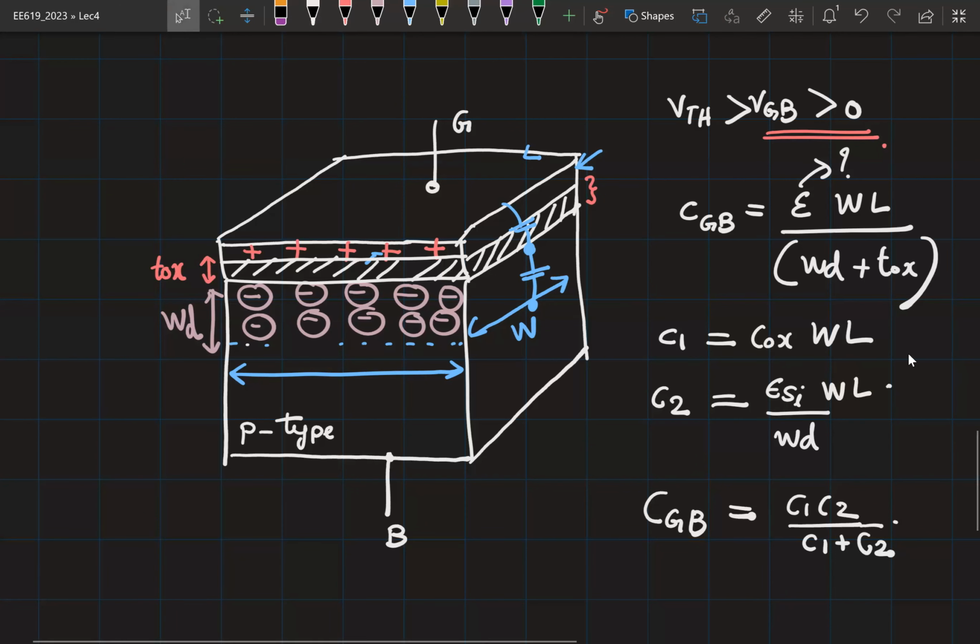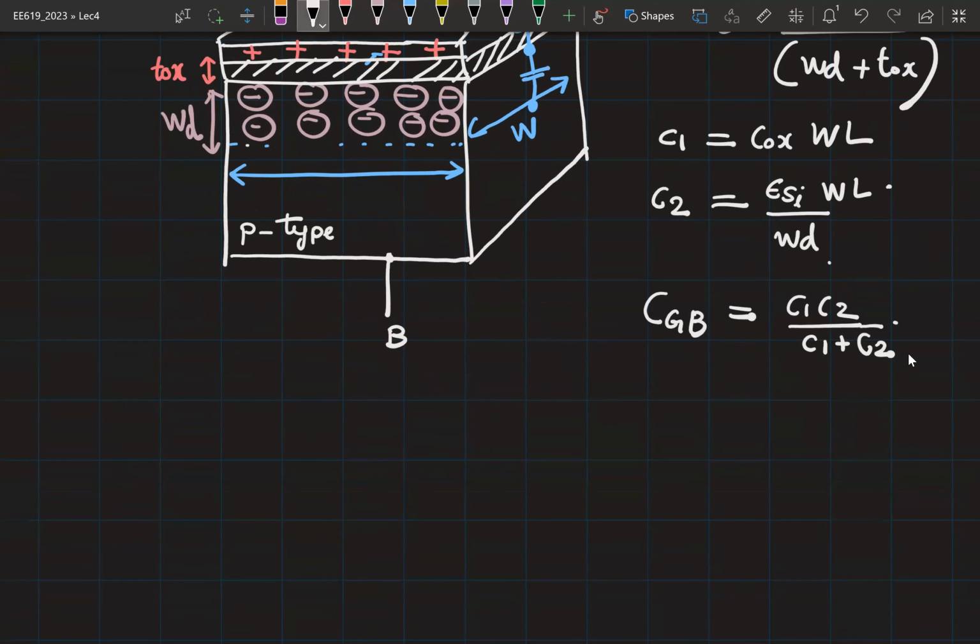So as you can clearly see, C2 is a function of WD and WD is a function of the potential that you apply, right? Which means C2 can change as you change your bias. So as WD increases, what happens to C2? Does it increase or decrease? It decreases. If you have two capacitances in series and if one of them is decreasing, what happens to the total capacitance? That also decreases, right? So let's start plotting what we have obtained so far.